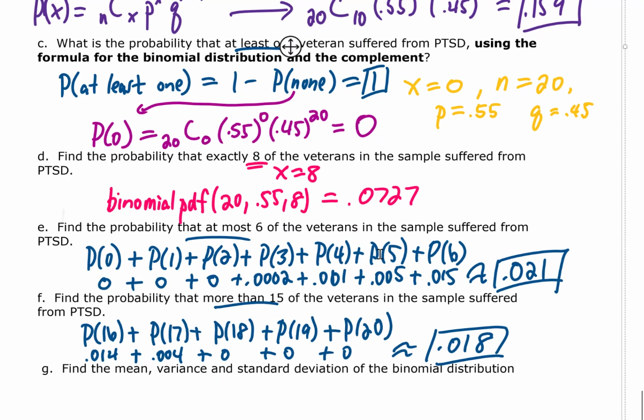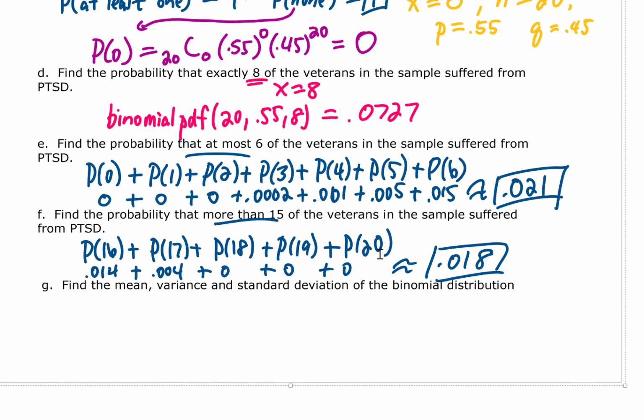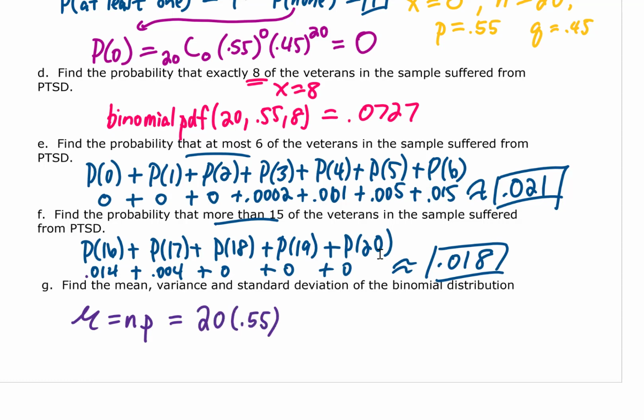And finally, in this review, we are going to find the mean, the variance, and the standard deviation of this binomial distribution. Now, the formulas for this are actually very simple. The mean of a binomial distribution is given by n times p. Those are the same n's and the same p's that we've been using in all these problems. I'm getting 11. That can also be thought of as an expected value. Out of these 20 veterans who were surveyed, we would expect 11 of them to be suffering from PTSD.